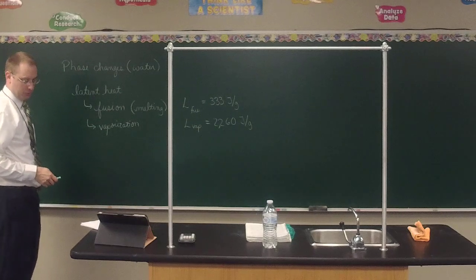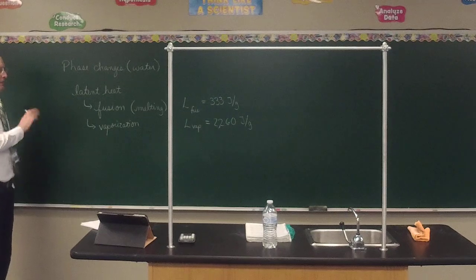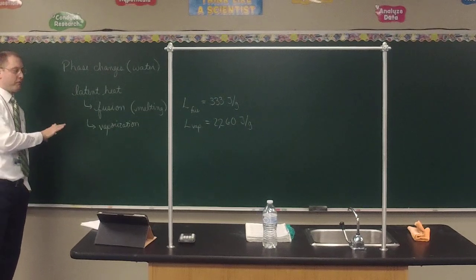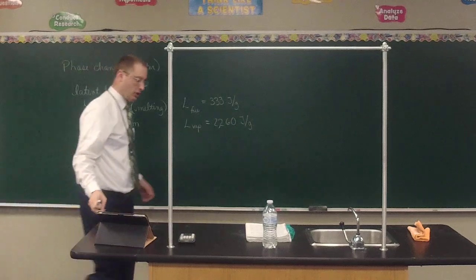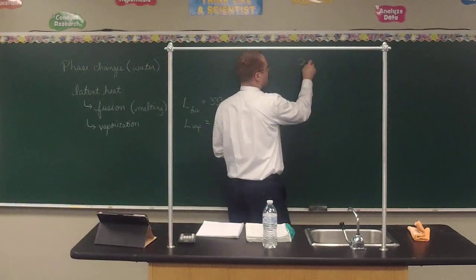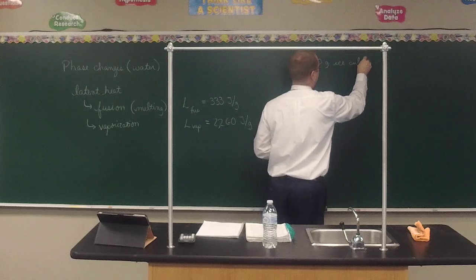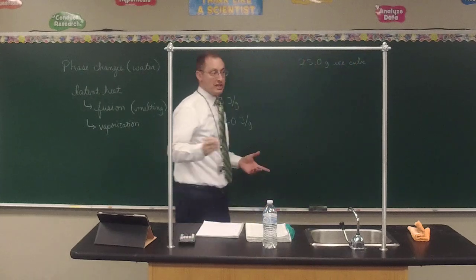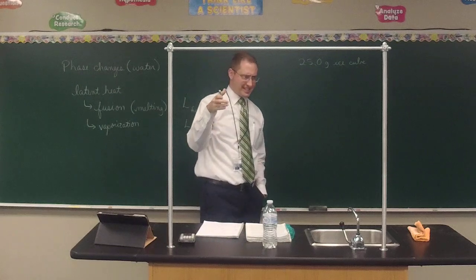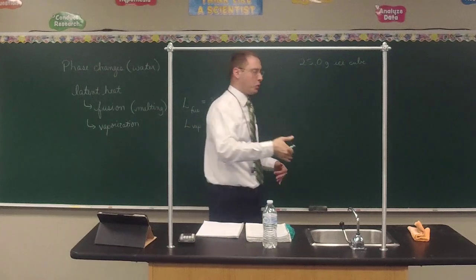2,260 joules per gram. I believe you used this process last year in chemistry, so if this seems somewhat familiar, it should. Let's take a look at a problem here. Let's suppose we had a 25.0 gram ice cube. And suppose it's sitting in the freezer, and most freezers aren't exactly 32 Fahrenheit. Usually they're colder than that.